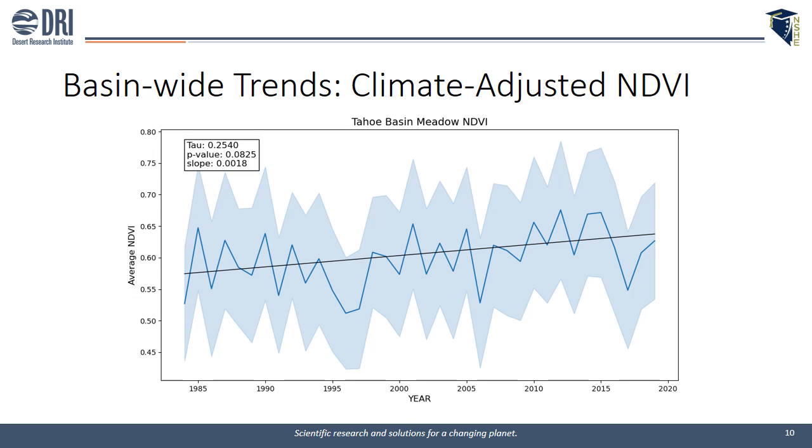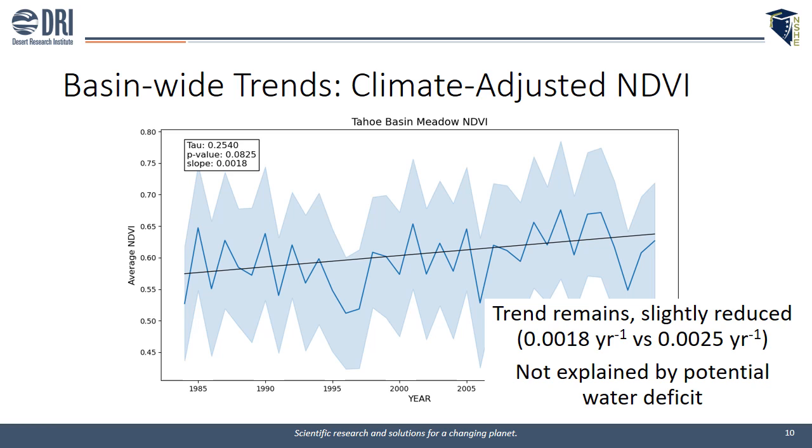So that was the basin-wide trend in the observed NDVI. What we have here is the basin-wide trend in the climate-adjusted NDVI. And what you see is that you still have a trend remaining. The statistical significance goes down a little bit, so instead of being 99% confident in this trend, we're about 90% confident. And the magnitude of that trend changes. It goes from 0.0025 per year to 0.0018 per year. It falls a little bit.